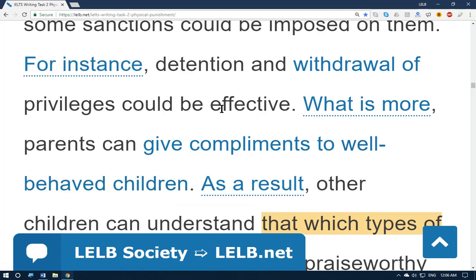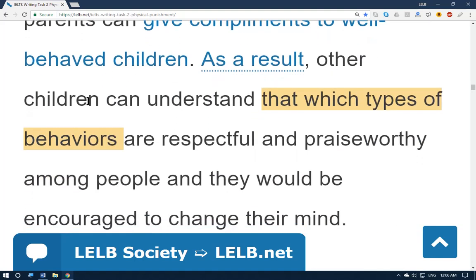Privileges could be effective. What is more, or furthermore, in addition, parents can give compliments to well-behaved children, to give them some rewards and encourage them. Give compliments. As a result, means consequently, therefore, or hence, other children can understand which types of behaviors are respectful and praiseworthy among people, and they would be encouraged to change their mind. Okay, I have just highlighted this part.